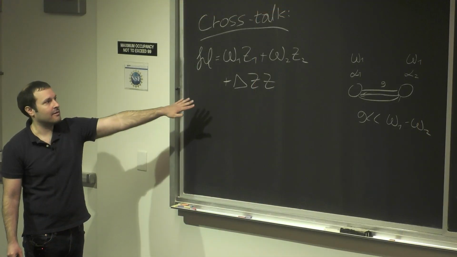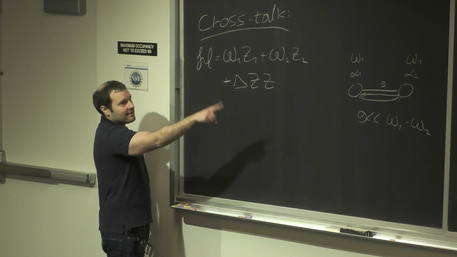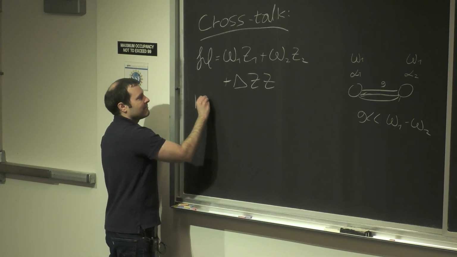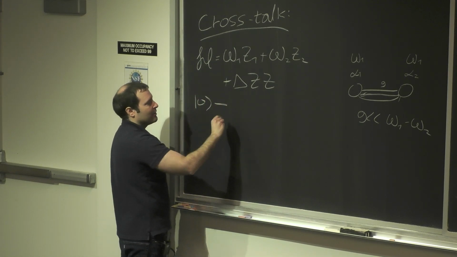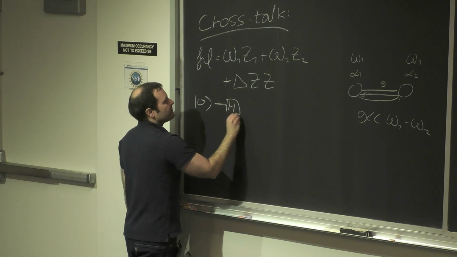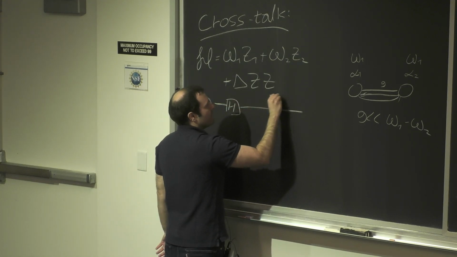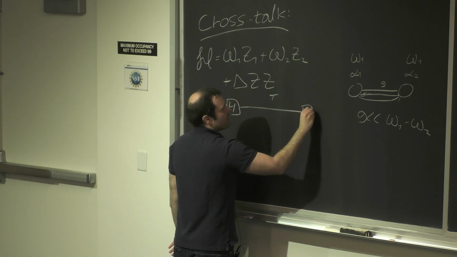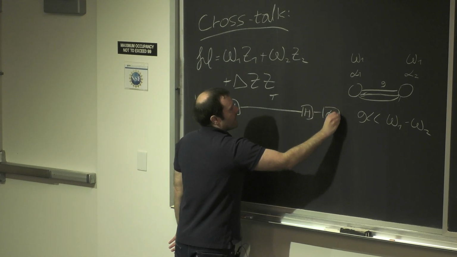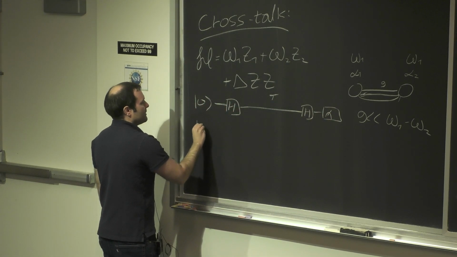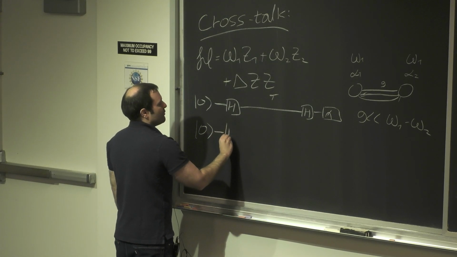So let's assume that this is what we have on superconducting qubits, and let's take this simple experiment and just run it on two qubits that are next to each other. So we do a Hadamard gate, wait for some time t, another Hadamard gate, and measure, but now we'll have another qubit, so we'll do that on the nearby qubit.